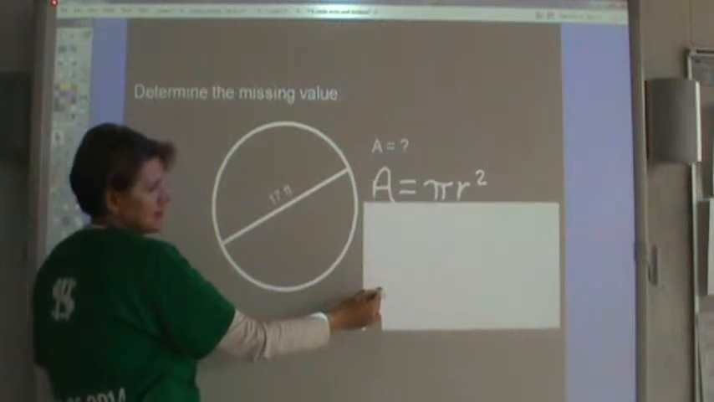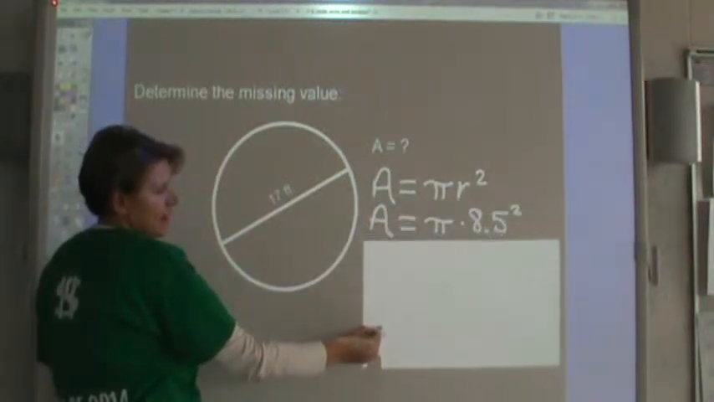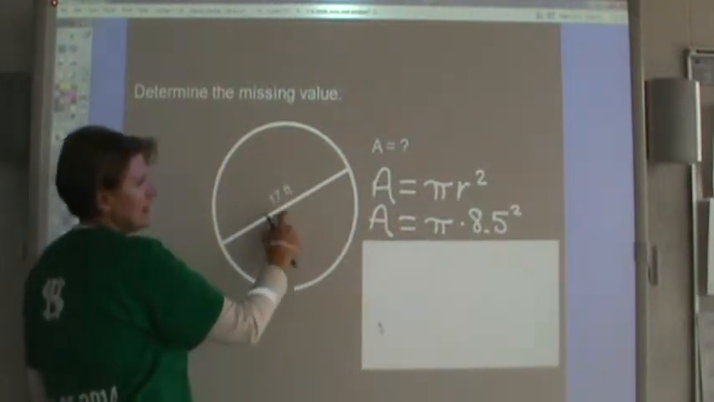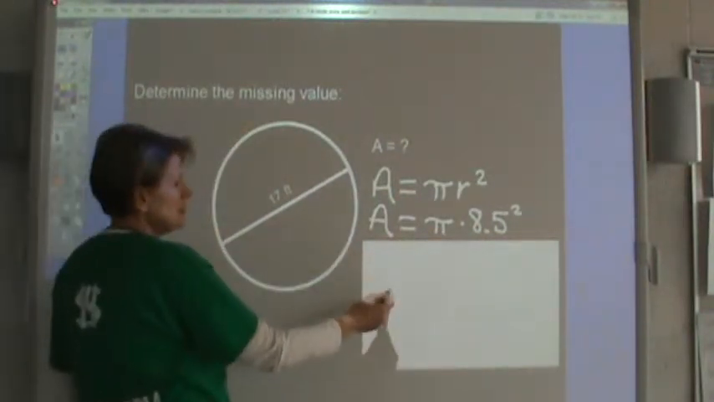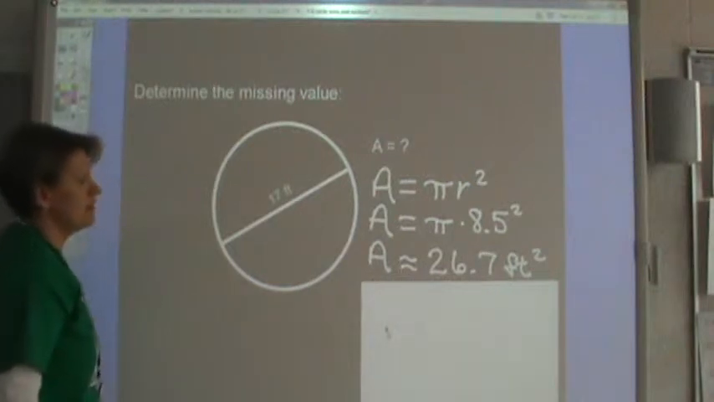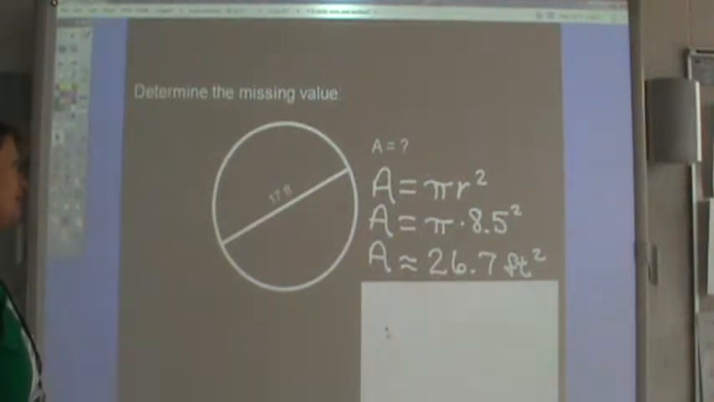Okay, on this one I gave you the diameter, so you're going to have to cut that in half first. Start with the same formula. Then we're going to cut that 17 in half, so our radius is 8.5. We'll square that times pi. It's going to get us about 26.7.